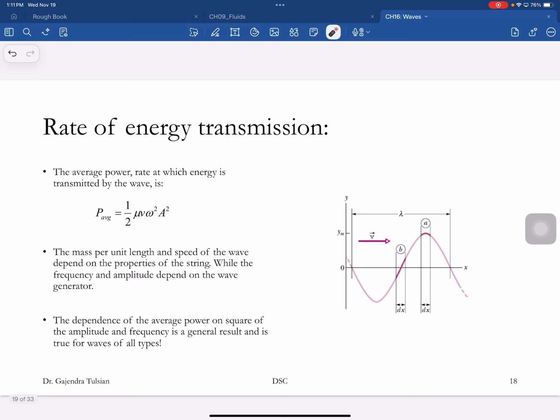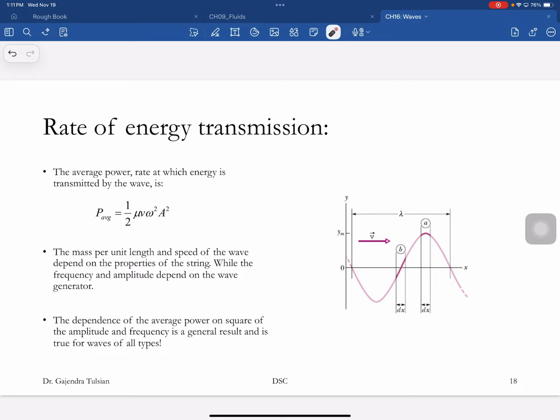And that is given by the power transmitted. So if you're standing here, the energy crossing you per second is given by this expression. And here is the important thing you want to notice. The power is dependent on the frequency squared. This is the angular frequency squared and the amplitude squared.